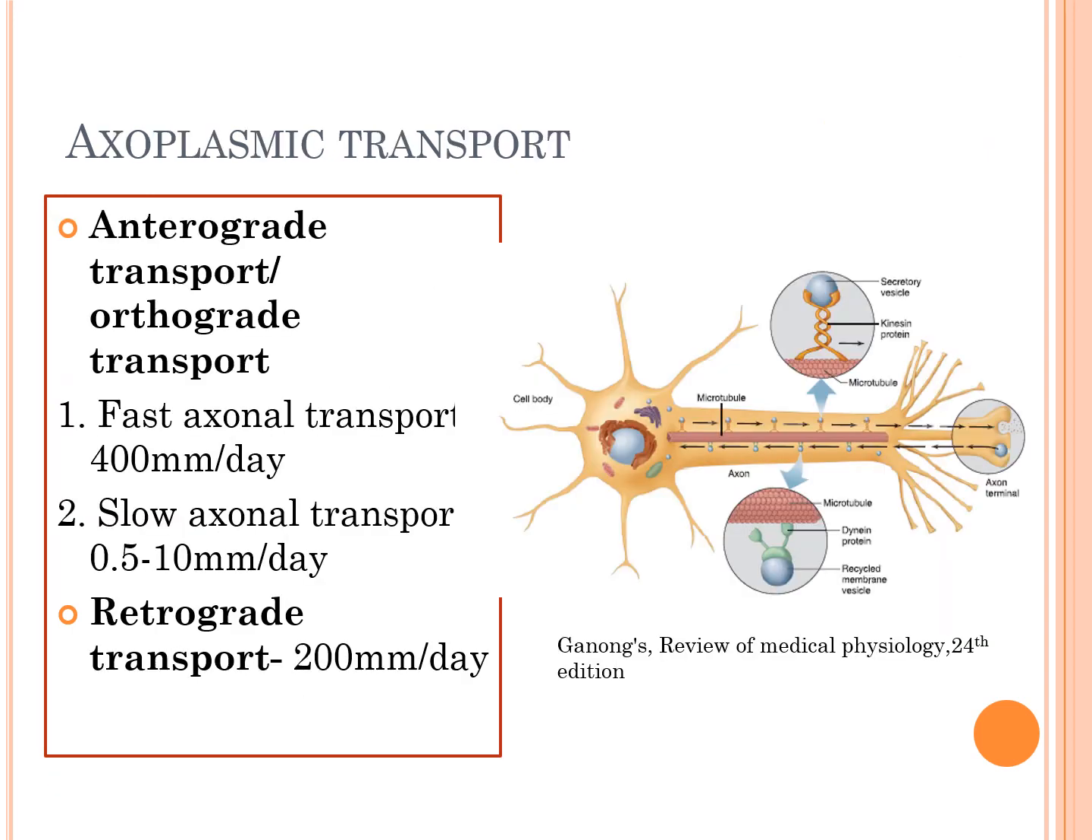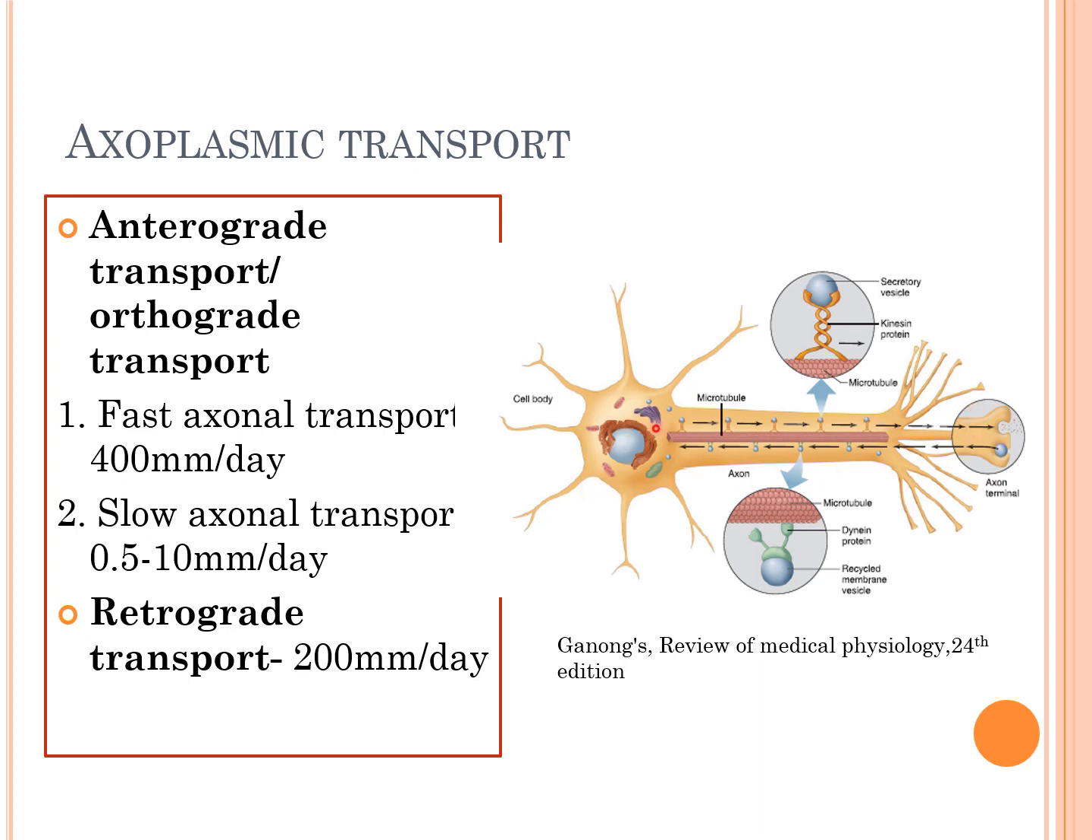The next thing we should remember is axoplasmic transport. I told you that from the cell body, the neurotransmitters and the proteins are synthesized, and they are transported to the nerve terminals. So the secretory vesicles are also synthesized in the cell body, and they are transmitted to the nerve terminal, where the neurotransmitter will be stored within the secretory vesicle. There are two different types of axoplasmic transport: orthograde transport and retrograde transport.